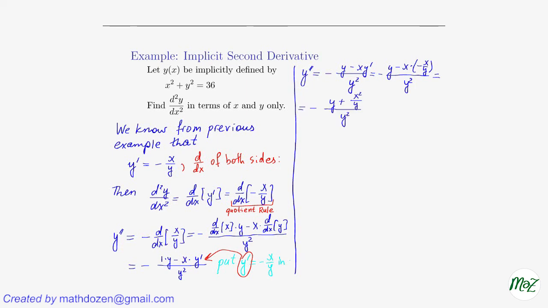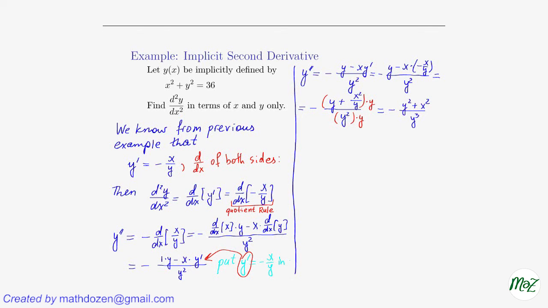So multiplying out the second term in the numerator, we get negative times negative, that becomes positive, and then x times x is x squared, and there is y in the denominator. So we're going to multiply the big numerator and big denominator by y, so that this y cancels, and we arrive at negative of y squared plus x squared over y cubed.